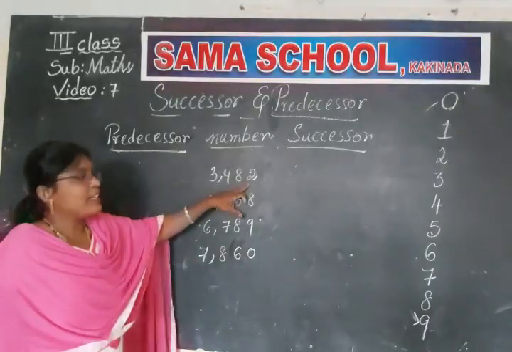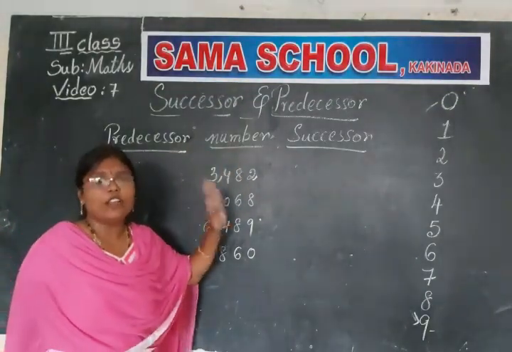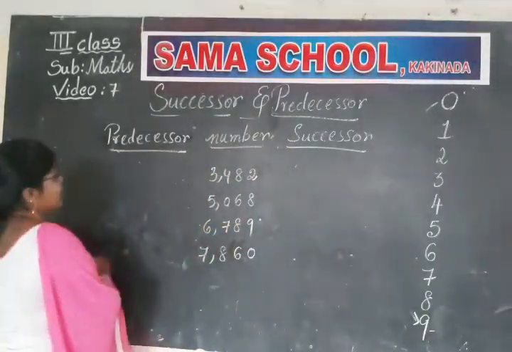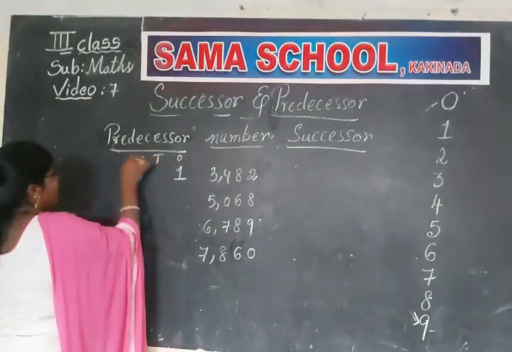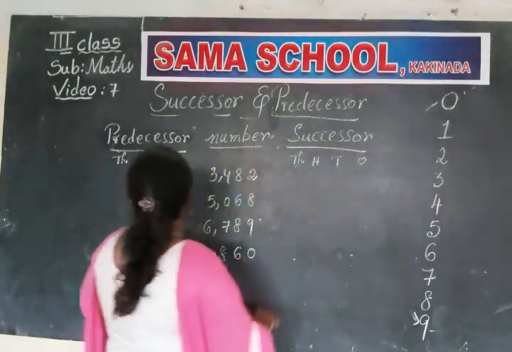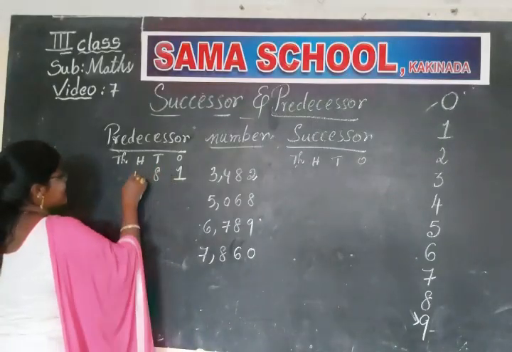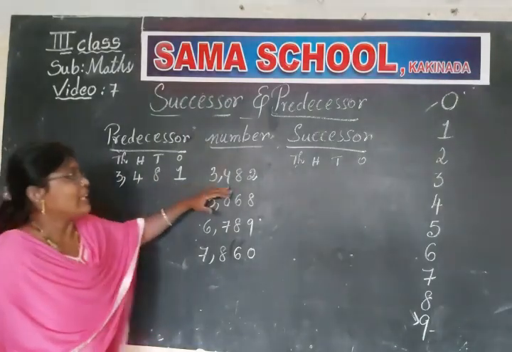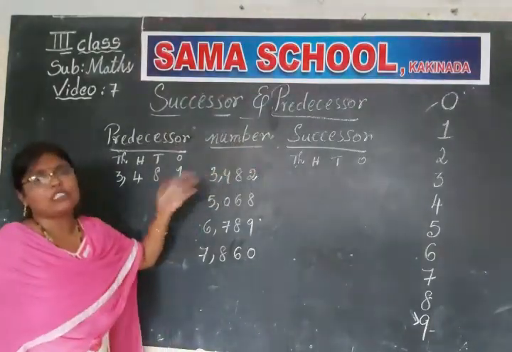Okay, 3482. What is there in the ones place? 2. As it is not 0, you just change the ones place digit to write the predecessor. So what is the predecessor of 2? 1. So write 1 in the ones place. Write place values also: ones, tens, hundreds, thousands. So the predecessor of 2 is 1 and the remaining digits as it is. So 3481 is the predecessor of 3482.